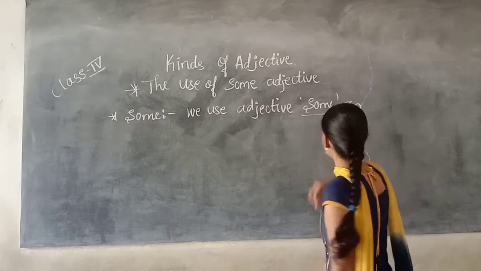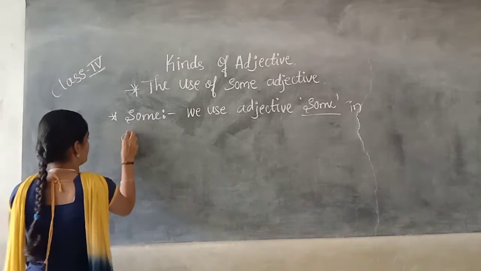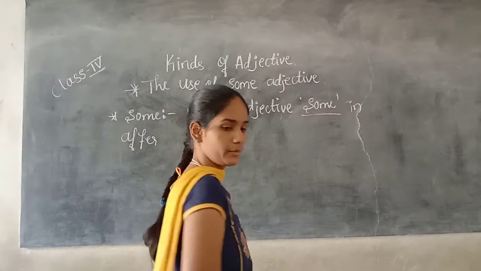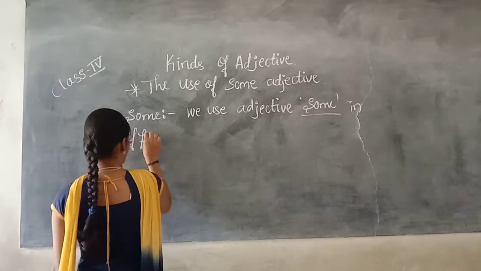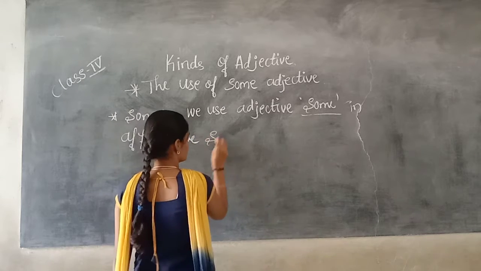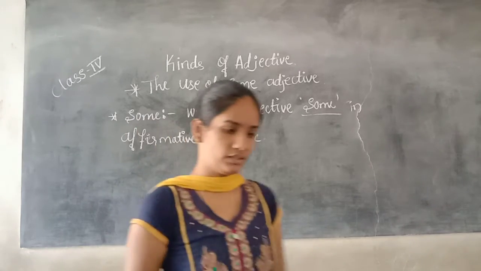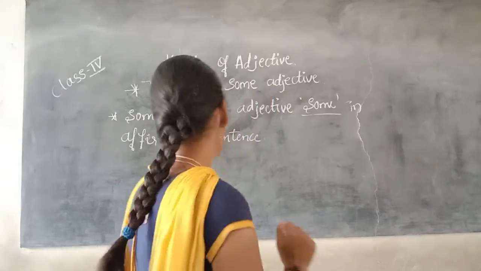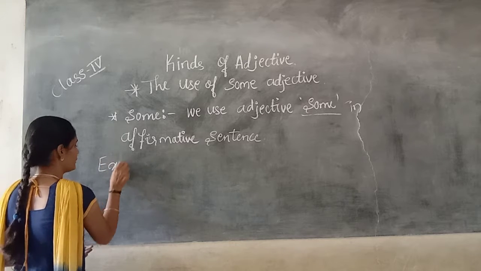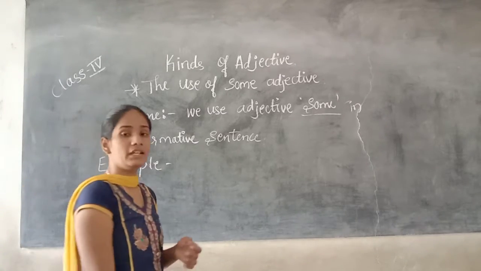So students, which kind of sentence should it be? It should be affirmative. Affirmative means the positive sentence. So for example, let us see how we use the adjective some in an affirmative sentence.